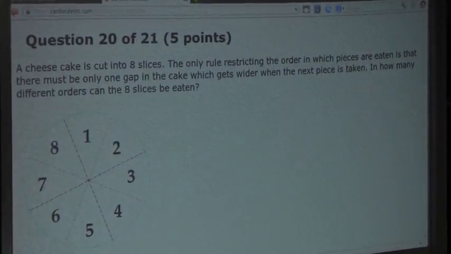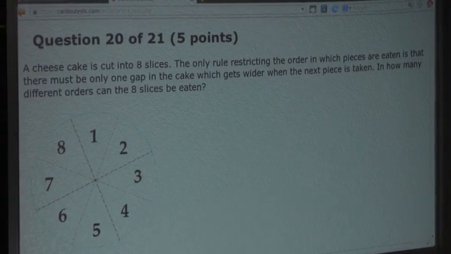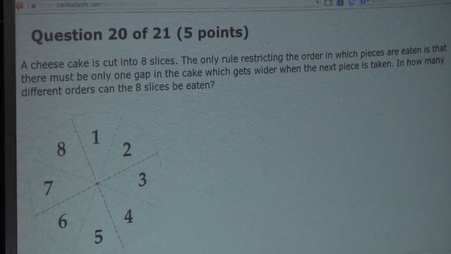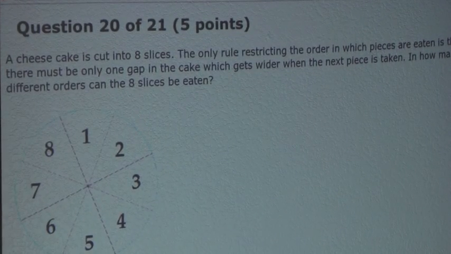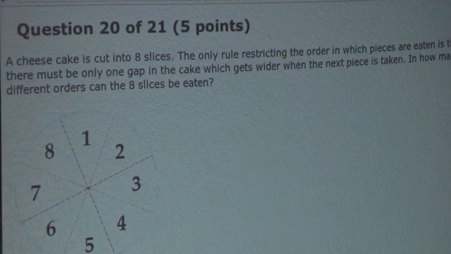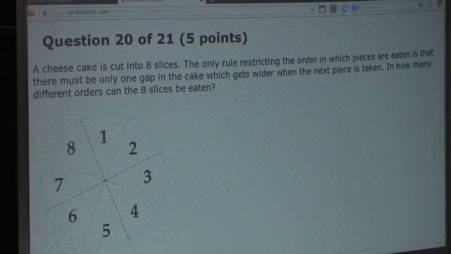The only rule restricting the order in which pieces are eaten is that there must be only one gap in the cake which gets wider when the next piece is taken. In how many different orders can the 8 slices be eaten?